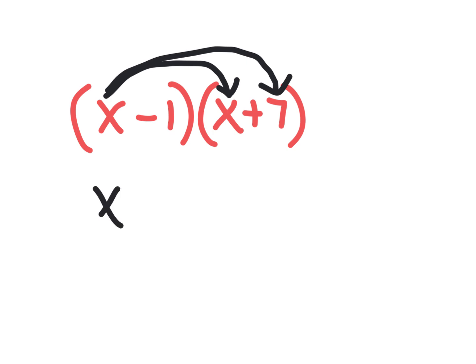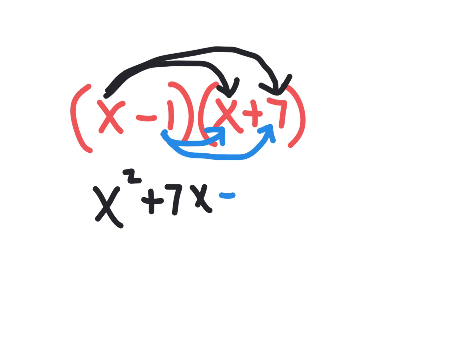And again, I apologize for those of you that are like, come on, we learned this 2 years ago. You're right. But some kids have forgot. I know because I see their papers. Some kids have forgot how to do this. 7 times x is 7x. Now I got to distribute the negative 1 to both parts. Negative 1 times x is negative 1x. And negative 1 times 7 is negative 7.